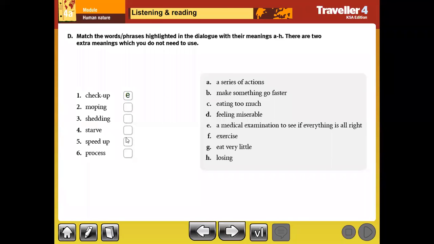Mishal Zarani, thank you. Number two, mopping. The word mopping means what? Faisal, the next part, the word mopping. Mopping means D, feeling miserable. The word shedding means what? Ahmed Al-Asmari said B. Not B, who else? The word shedding means losing. Starve. Starve means what?